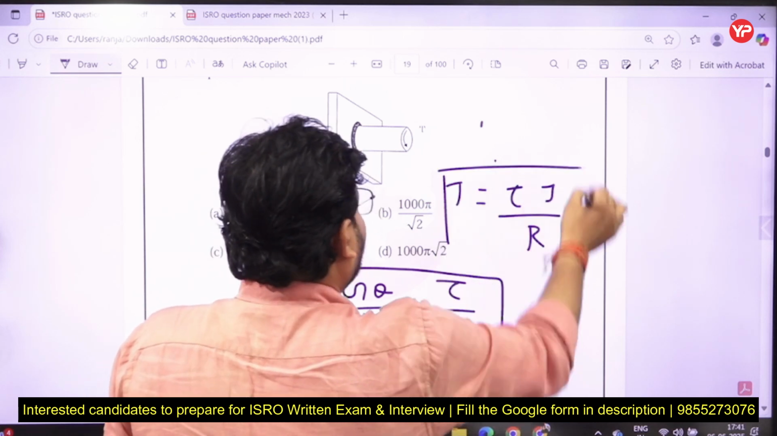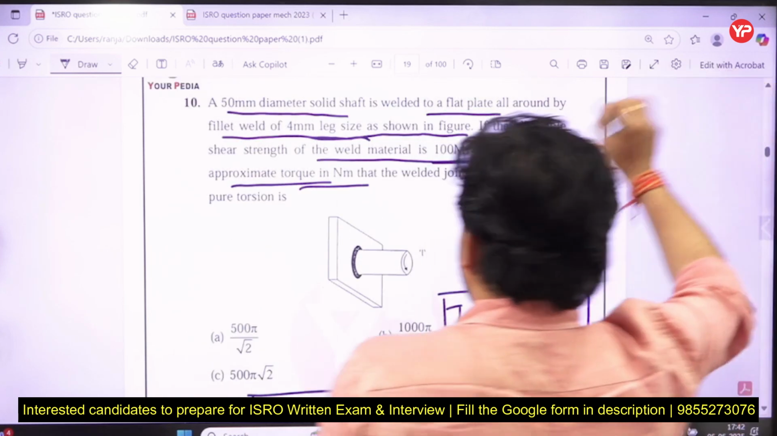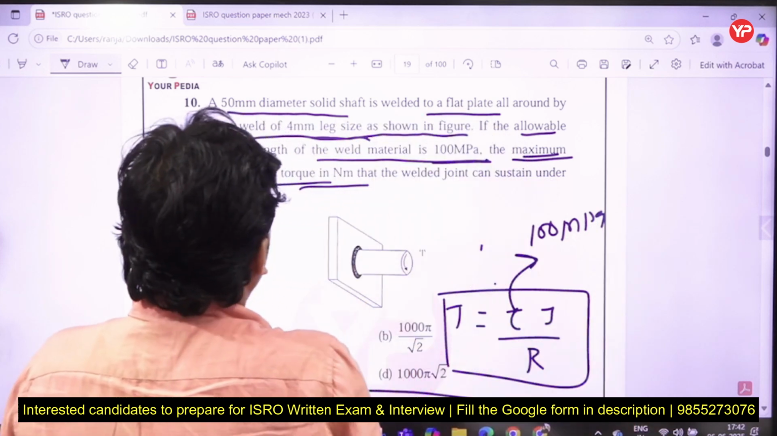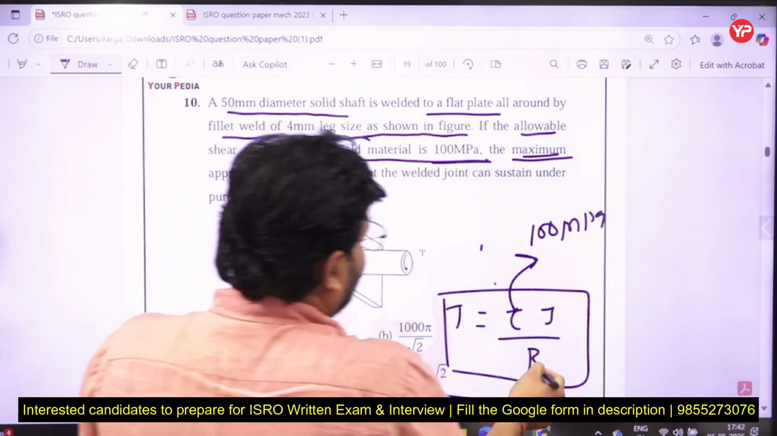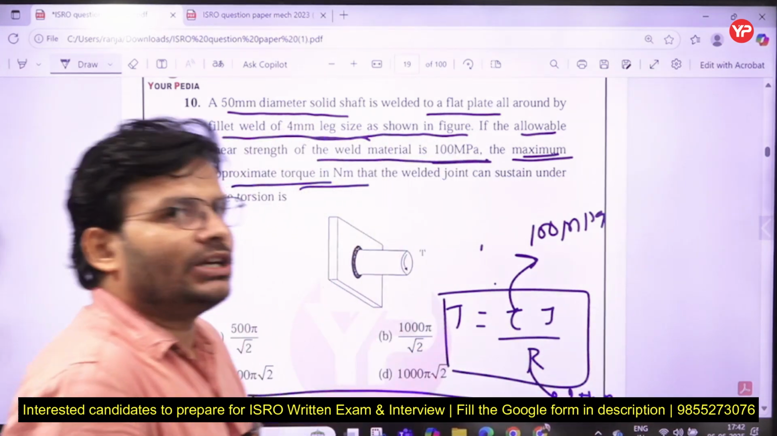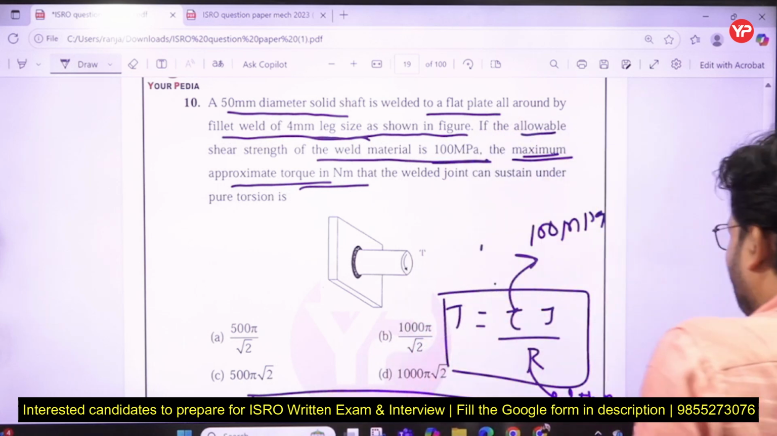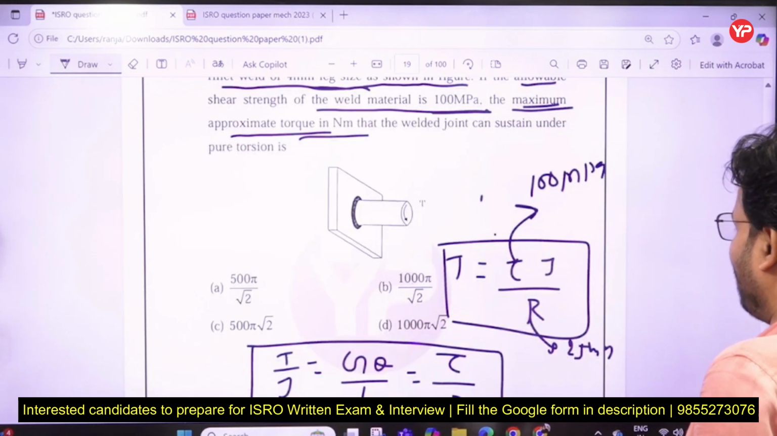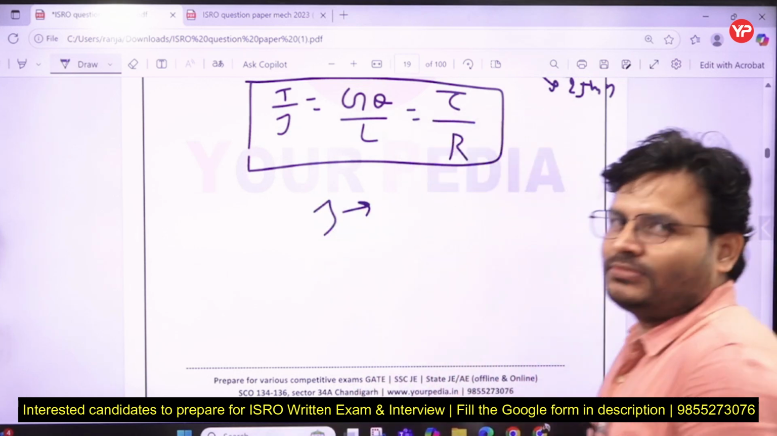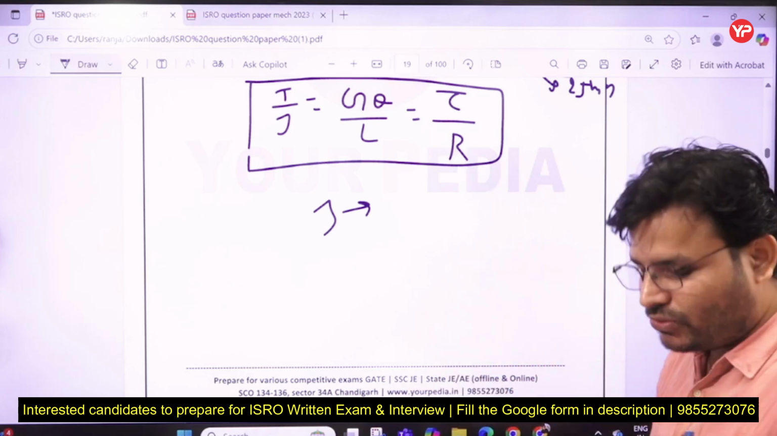Yes sir. And in the question tau is known, sir, the shear stress is known, the maximum that they can withstand, 100 MPa. In the question the radius is also known. How much, sir? 50 mm diameter, that means radius is 25 mm. But sir, if anyhow I am able to calculate J, this is called the polar moment of inertia. J is called what, my dear friends? Polar moment of inertia. If anyhow I am able to calculate J, I will get the answer. That is the only thing you have to do. Now the question is how I can calculate J.